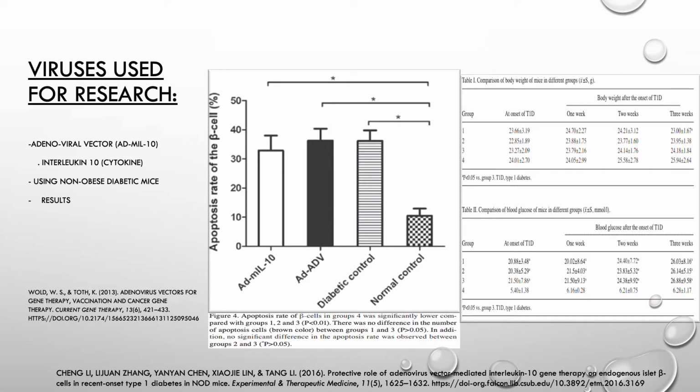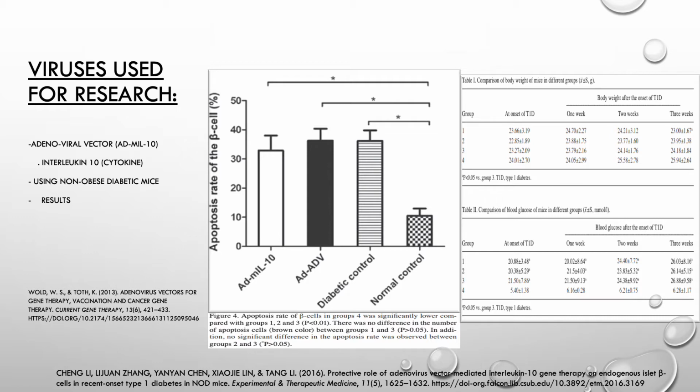So over here in tables 1 and 2, they used mice, a total number of 24 mice, mainly females. I don't know why, but that's what they used. And they put them into 3 groups. Group 1 was injected with 0.1 milliliters of the ADMIL10, the adenoviral mediated interleukin 10. Group 2 was injected with 0.1 milliliters of adenovirus vector without the interleukin. And group 3 was the diabetic control.